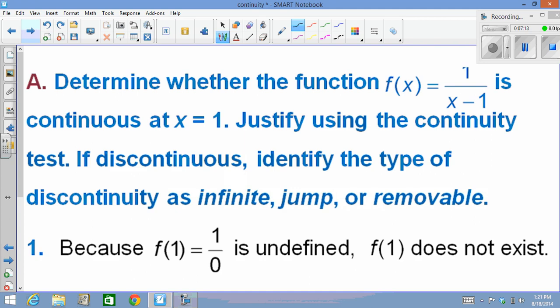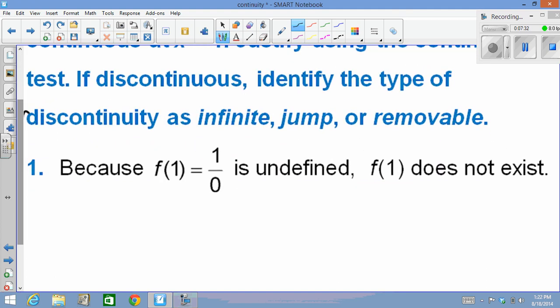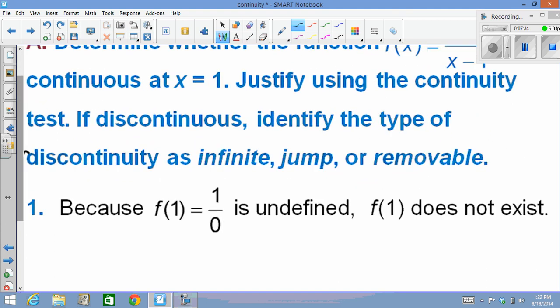So here's another example. I have the equation f of x equals 1 over x minus 1. I want to know if it's continuous at 1. So the first thing I'm going to do is stick 1 in for x. But when I stick 1 in for x, I get 1 over 0. 1 over 0 tells me that it's undefined. So that means it does not exist. So that tells me that it is discontinuous.